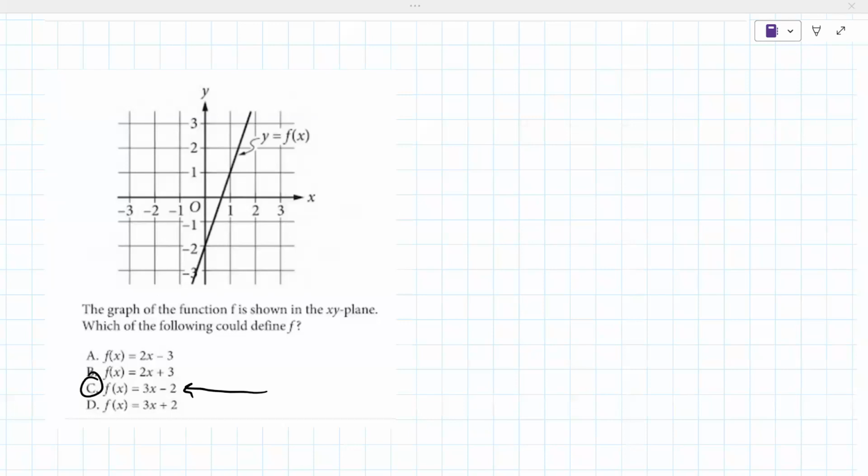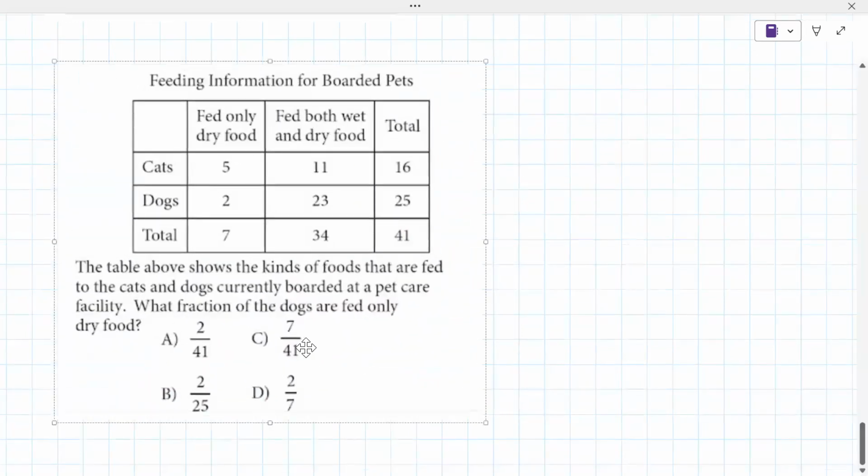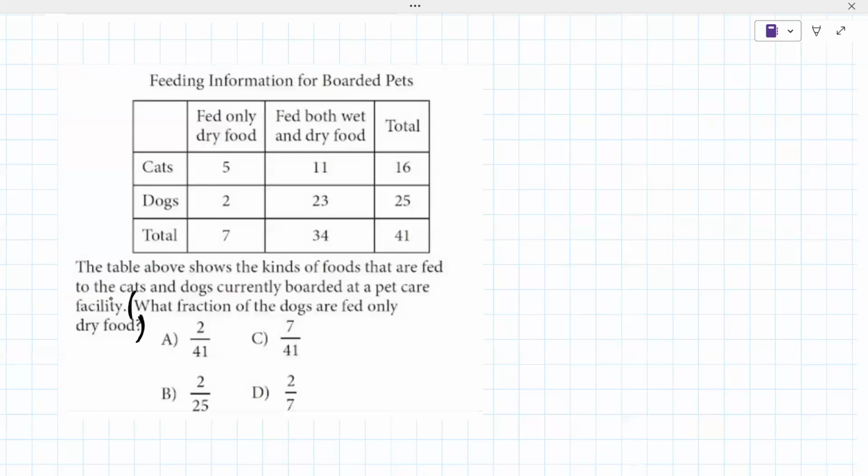Okay, so we're gonna go look at a few story problems here. They're with tables. They're not as bad as the pure story word problems, but the next few problems are all going to have a table, and you do have to read the text, but you can go right down to the call to action or the last sentence here. It says, what fraction of the dogs are fed only dry food?